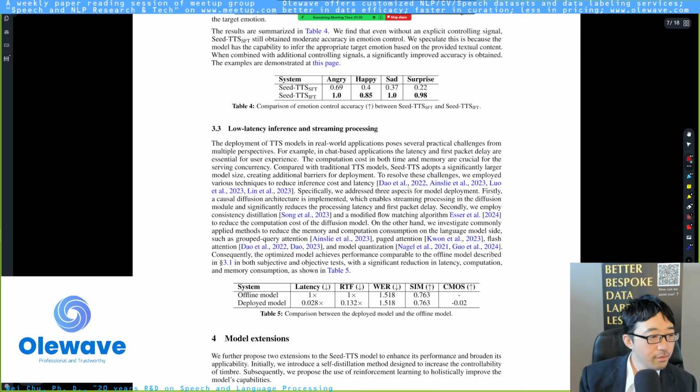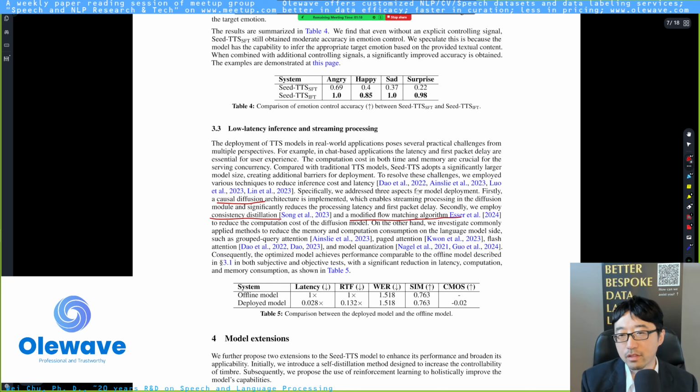And low latency and inference, there are some keywords you can just search by yourself. They're not new at all. Causal diffusion architecture, not new at all. And also they use a consistency distillation. This is about perturbing your training sample, trying to make the model output similar embeddings or tokens as before. And the modified flow matching algorithm.